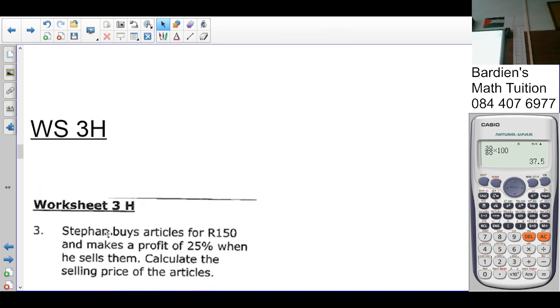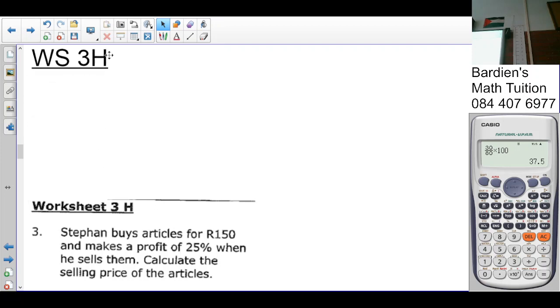Okay. Number 3. Stephen buys articles at 150 Rand and makes a profit of 25% when he sells them. Calculate the selling price of the articles.